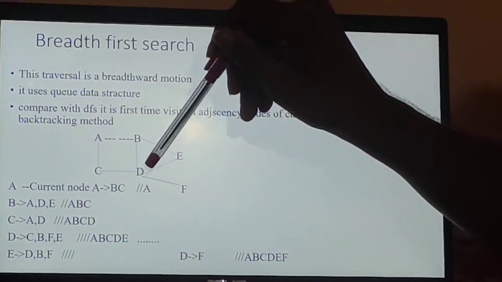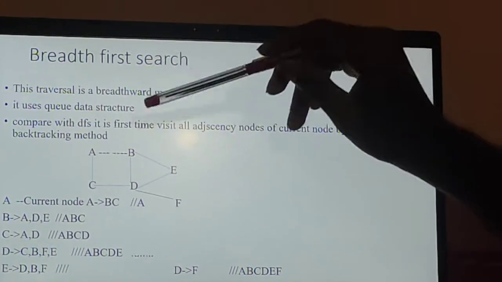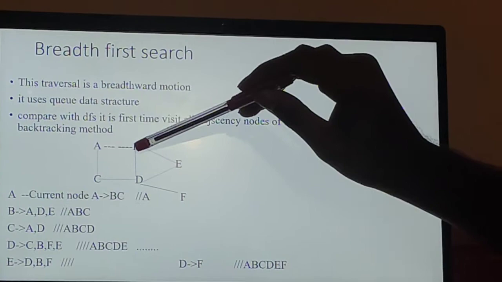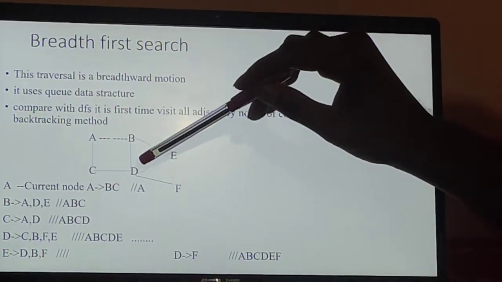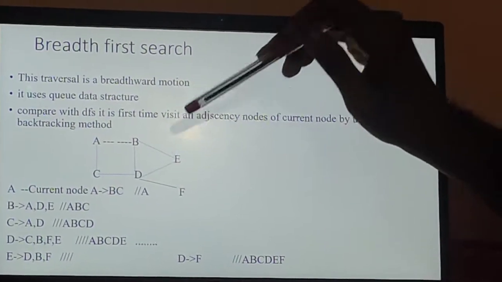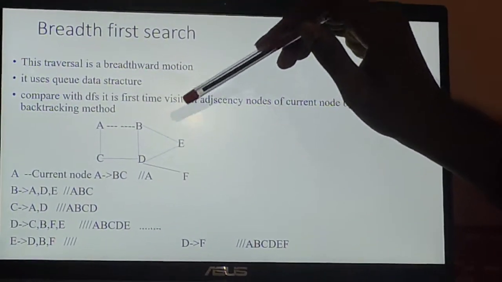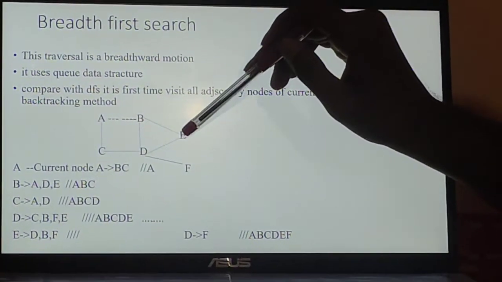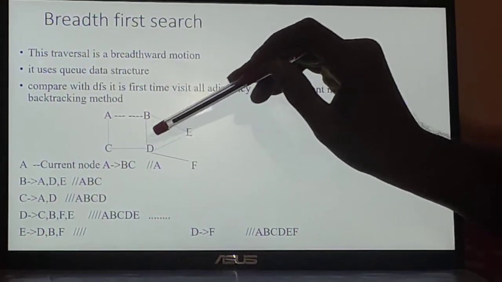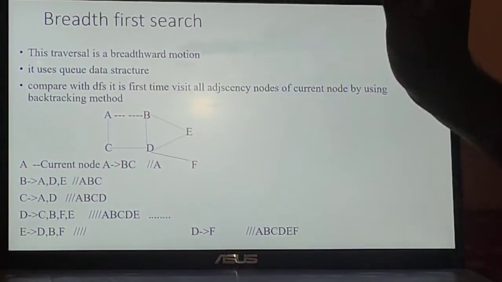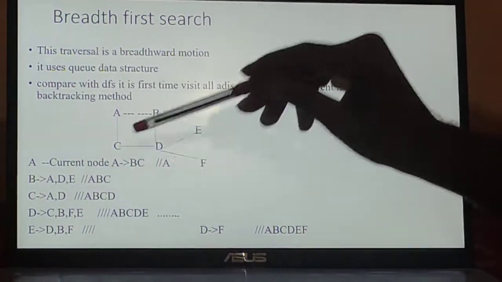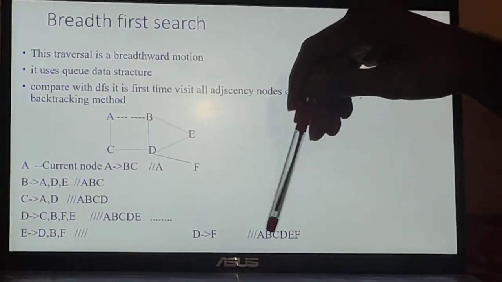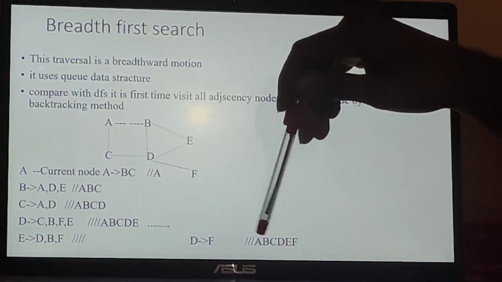D has multiple adjacency vertices: first B and E, then the third one is C. Choosing D, the next adjacency vertex is E. E is a dead end, so due to E, the backtracking method takes us directly back to D node, and D is the next current node. Then we go to the other neighbor node, F. That is A, B, C, D, E, F. It is the BFS breadth first search algorithm.